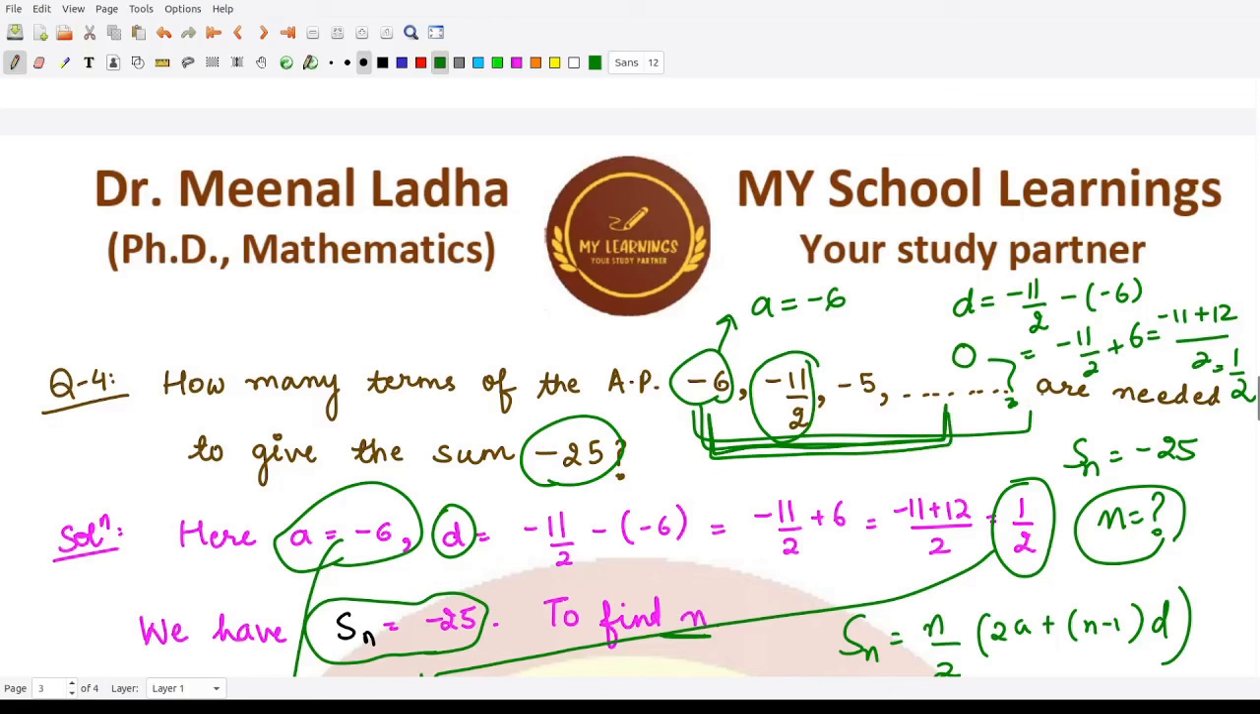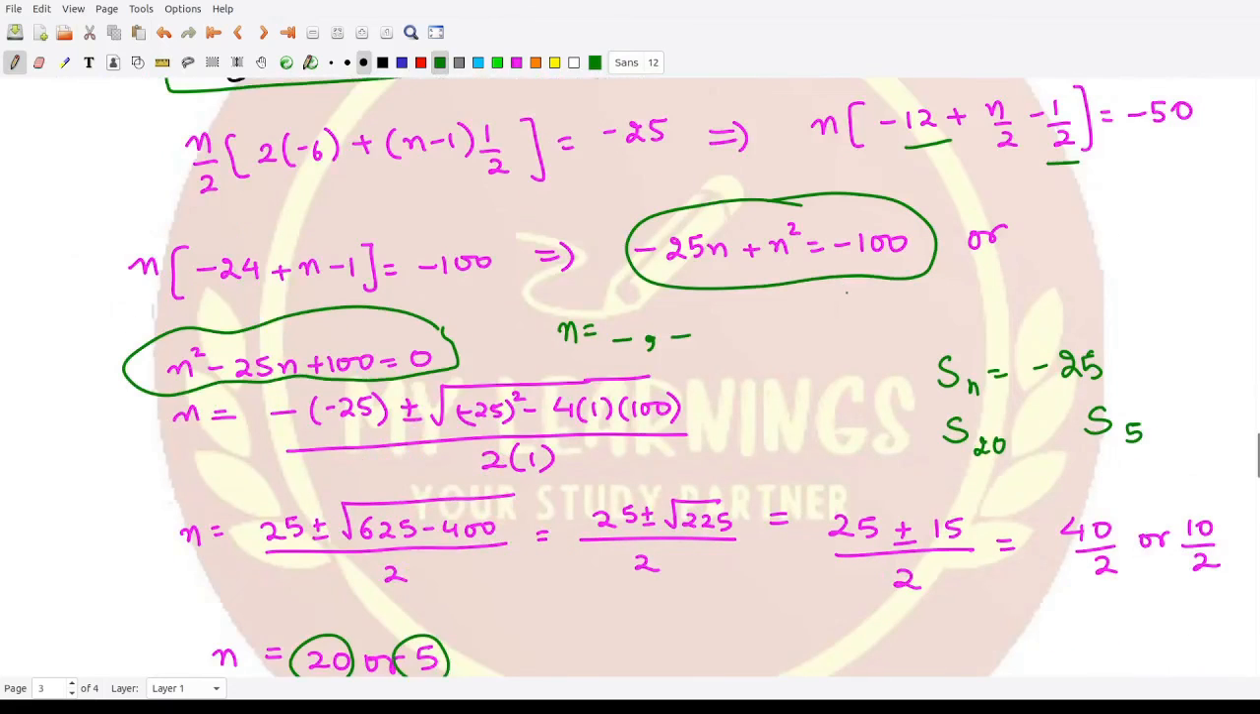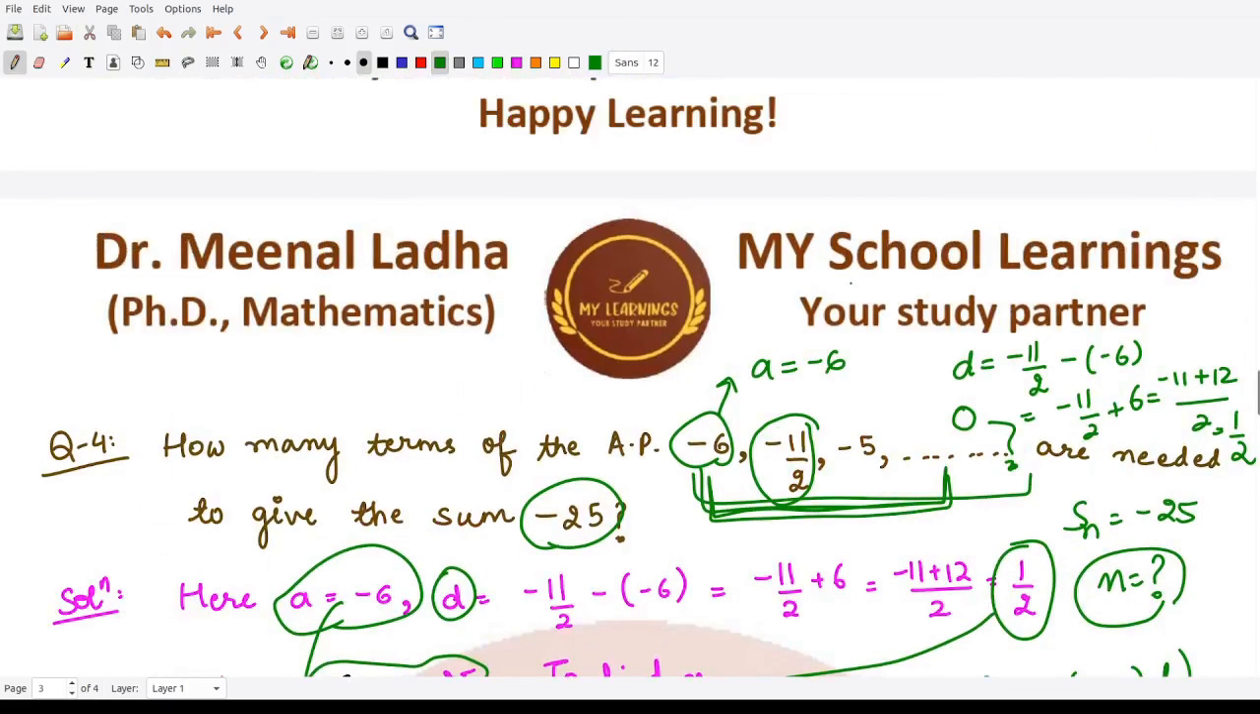And further, when you go beyond 0, some terms would be added that cancel out each other, so that after 20 terms the sum again turns out to be -25. So you see here the sum -25 comes out twice, for the value of n to be 5 and for the value of n to be 20. So I hope you understood this question well.